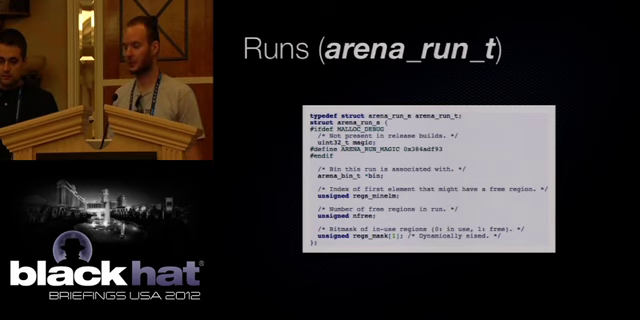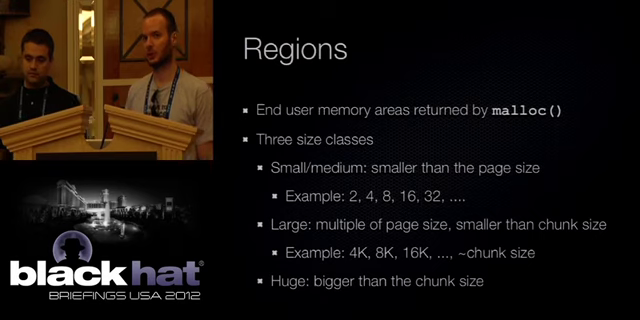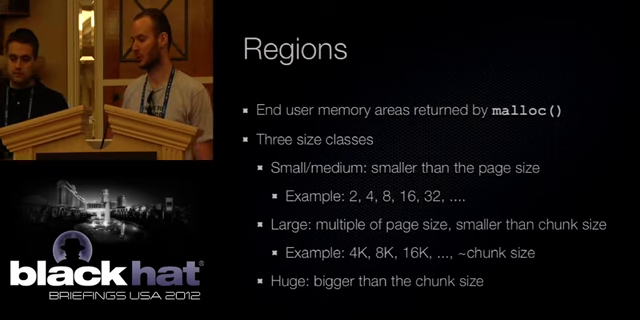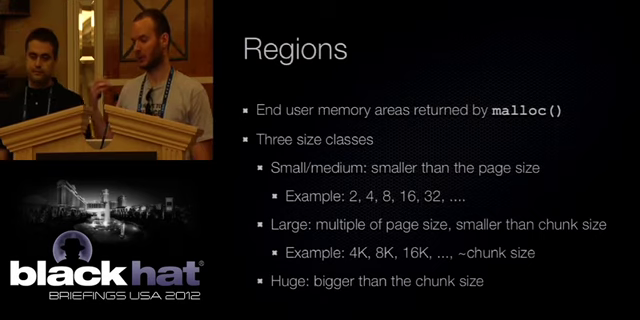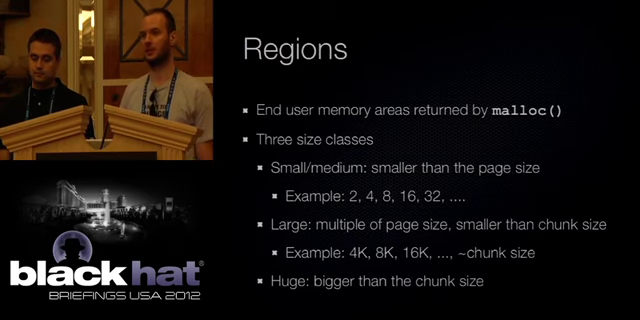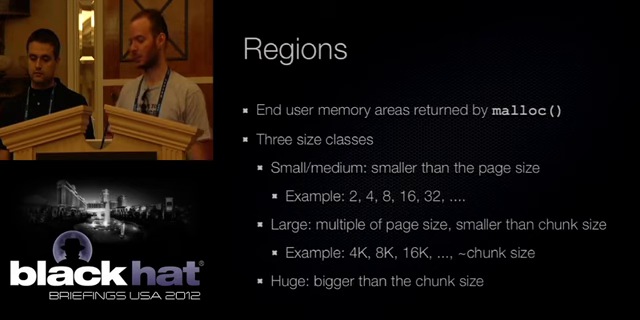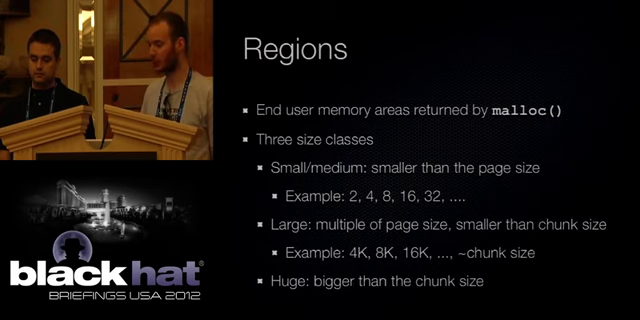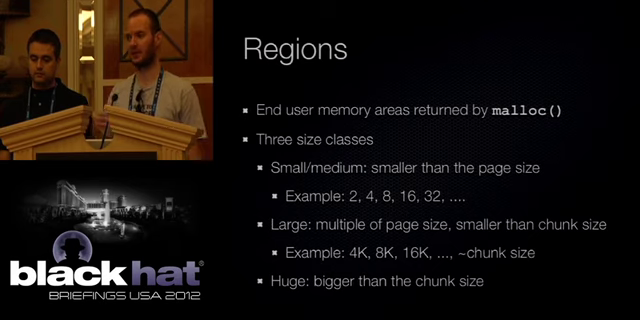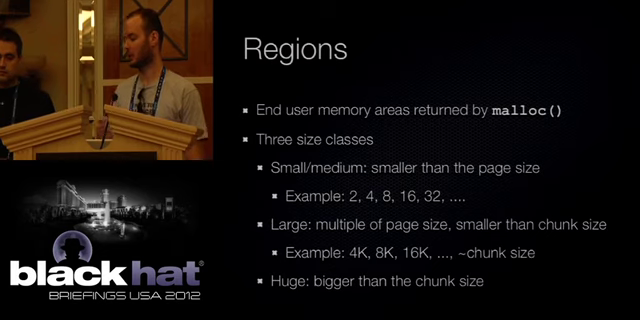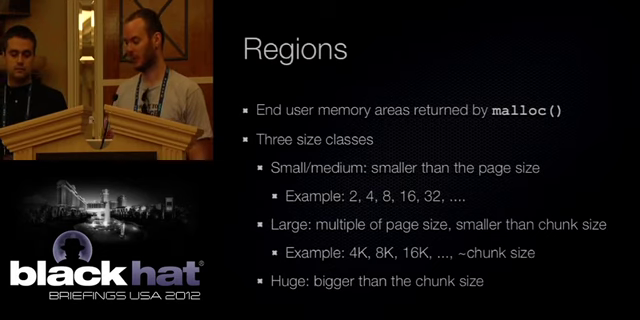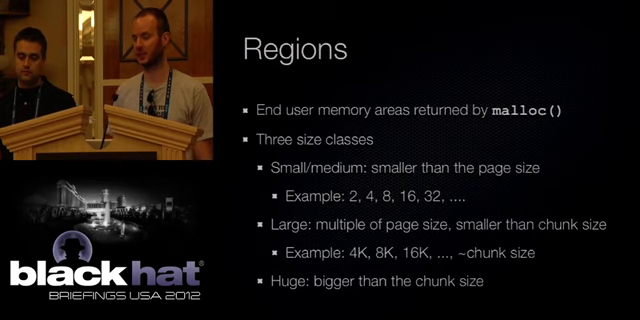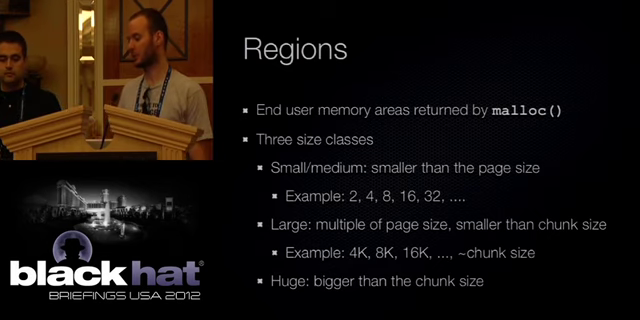In Jemalloc terminology, regions are the end-user memory allocations returned by malloc. Those allocations are divided in 3 size classes: small or medium depending on the Jemalloc brand used, large allocations, and huge allocations. Small allocations are usually smaller than the page size. Large allocations have a size that is a multiple of the page size and smaller than the chunk size. And huge allocations are equal to or bigger than the chunk size.